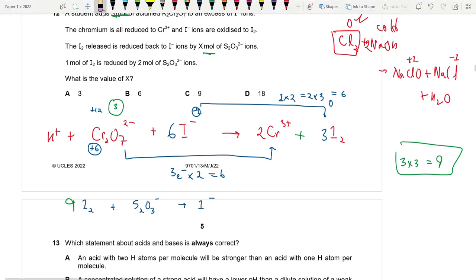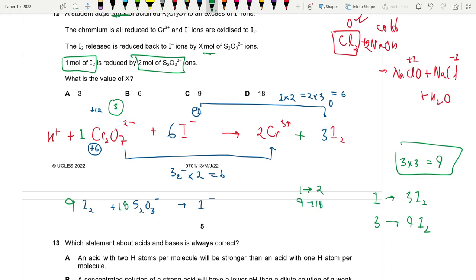because this was 3. As a result, if we had 1 mole of dichromate, we'd get 3 moles of iodine, right? So 1 mole of dichromate equals 3 moles of iodine. So 3 moles of dichromate equals 3 times 3, 9 moles of iodine. So 9 moles of iodine will react with thiosulfate, basically. So 1 mole of iodine requires 2 moles of thiosulfate. So 9 moles of iodine will require 18 moles of thiosulfate. Does that make sense? So the answer should be D. 12 is D. Tricky sum indeed.